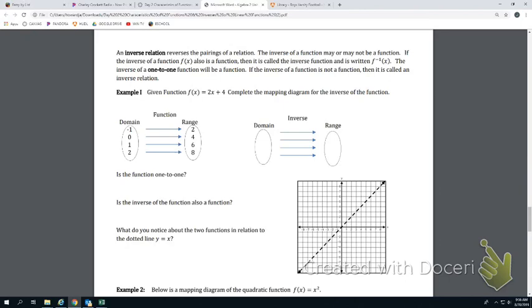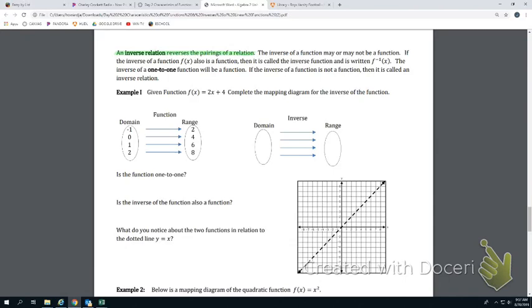An inverse relation reverses the pairings of a relation. So that is exactly what we're going to do here in a minute. It's pretty easy whenever you're looking at a table or a mapping. Our x's become y's, or y's become x's. So whenever we get to that point, you'll see how easy it is.